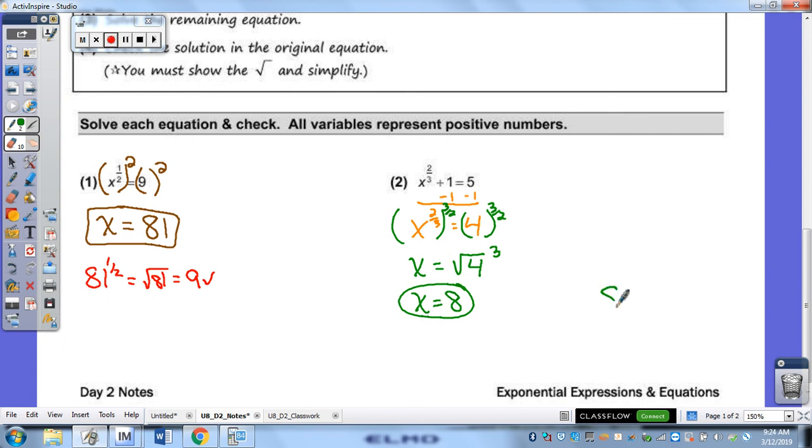And then just a quick little check. So if I plug in 8, this means I'm going to take the cube root of 8 and square that. The cube root of 8 would be 2. 2 squared is 4. 4 plus 1 does in fact give me the 5 that we had over there. So it does check out.